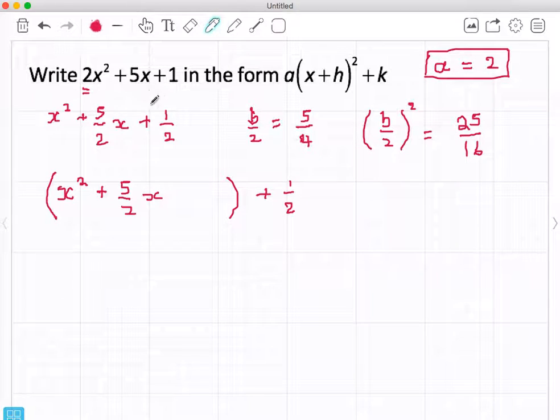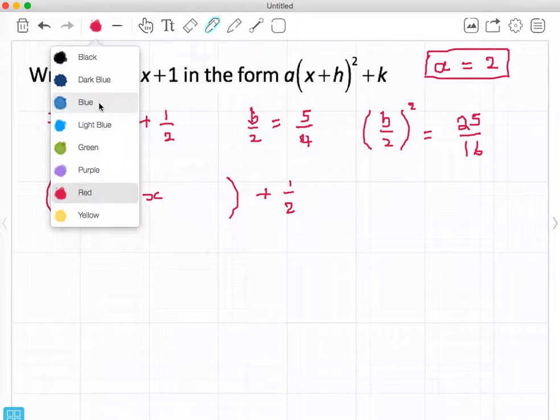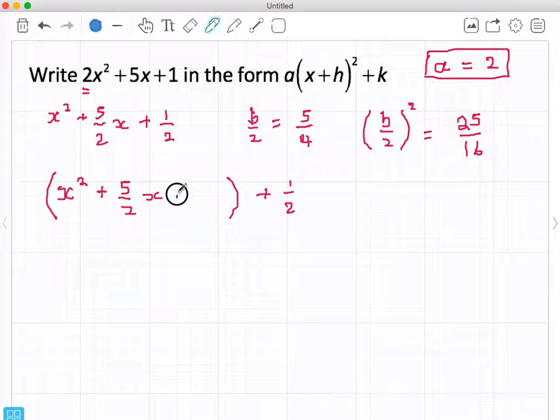Now just like before, in this space here, I'm going to add 25 over 16. So b over 2 squared is going to go into there, and then it's going to be taken away from here. So the opposite. I'm going to put that in a different colour. So I'm going to add 25 over 16 in here, and I'm going to take away 25 over 16 in here, so that it's exactly the same expression still.